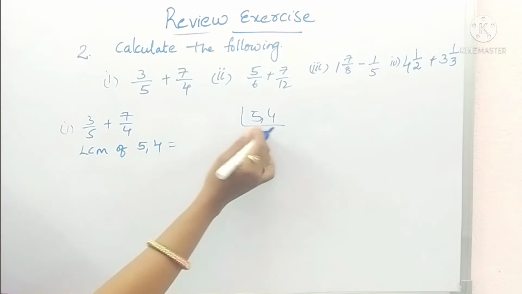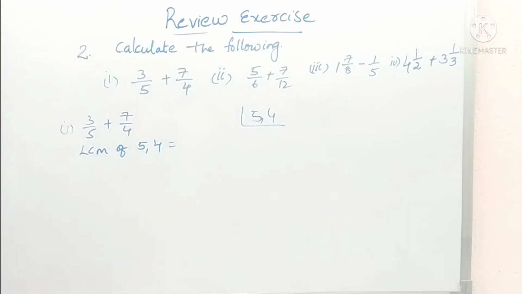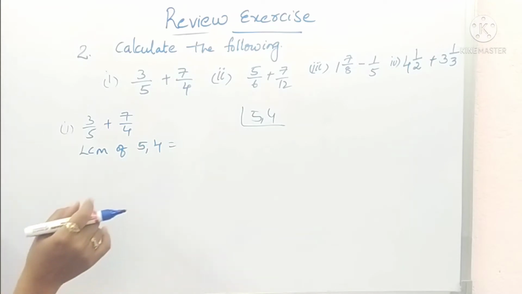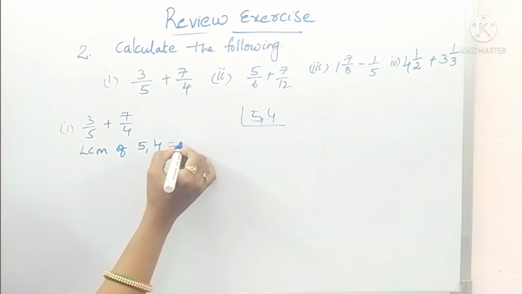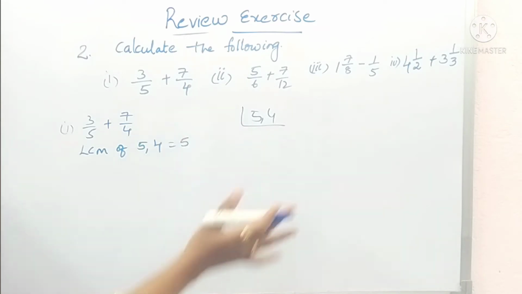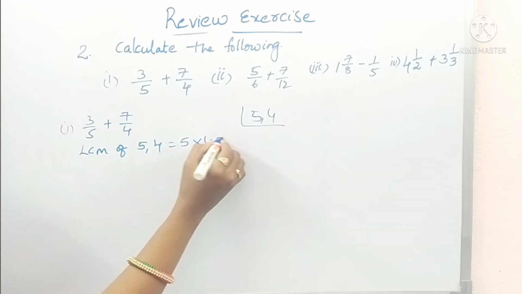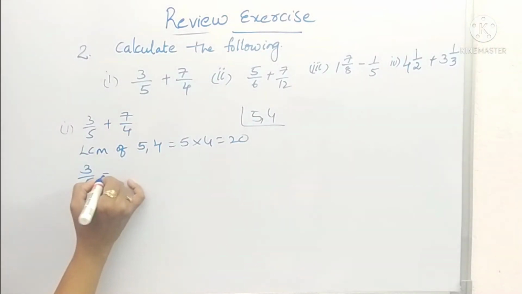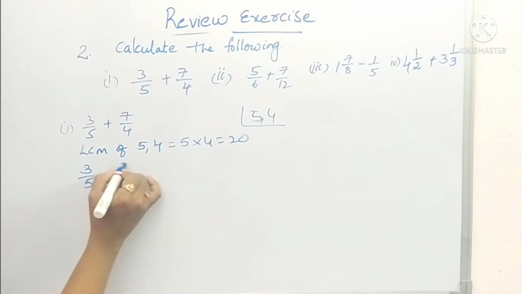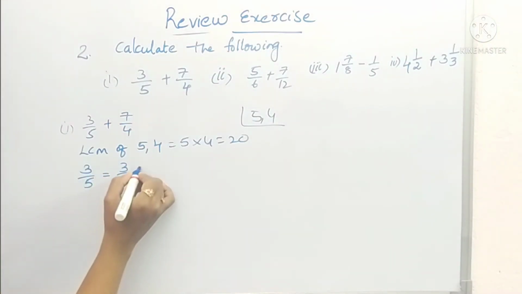So 5 and 4 do not come in one table, right? In that case, that means they have no common factors, so the LCM is 5 into 4, 20. LCM is 20. So now take 3 by 5. 5 4s are 20.